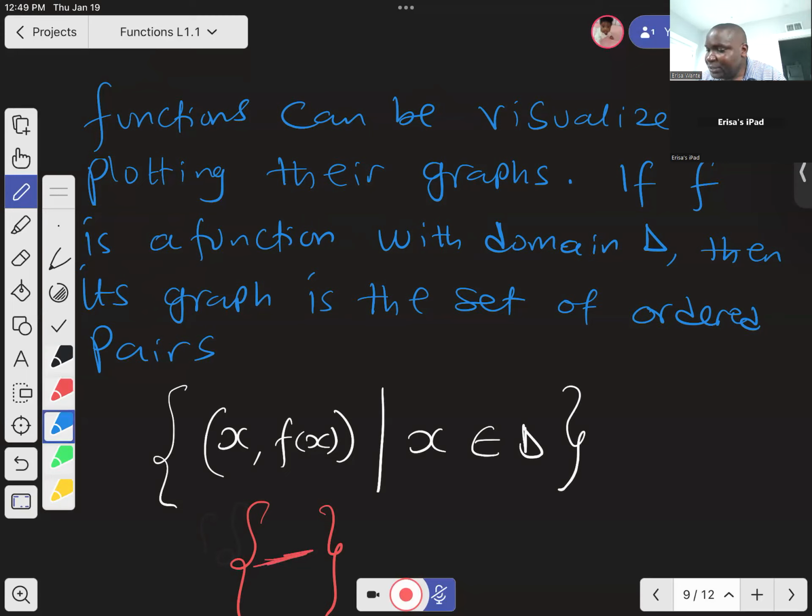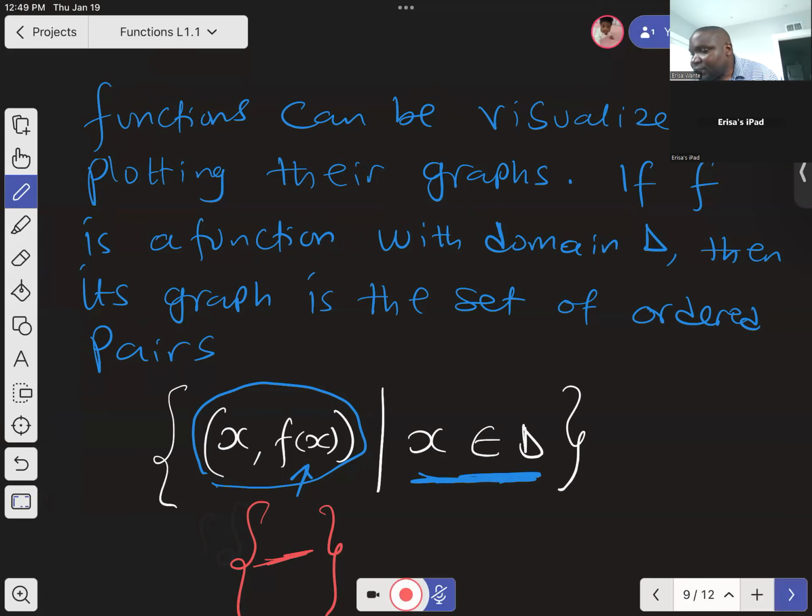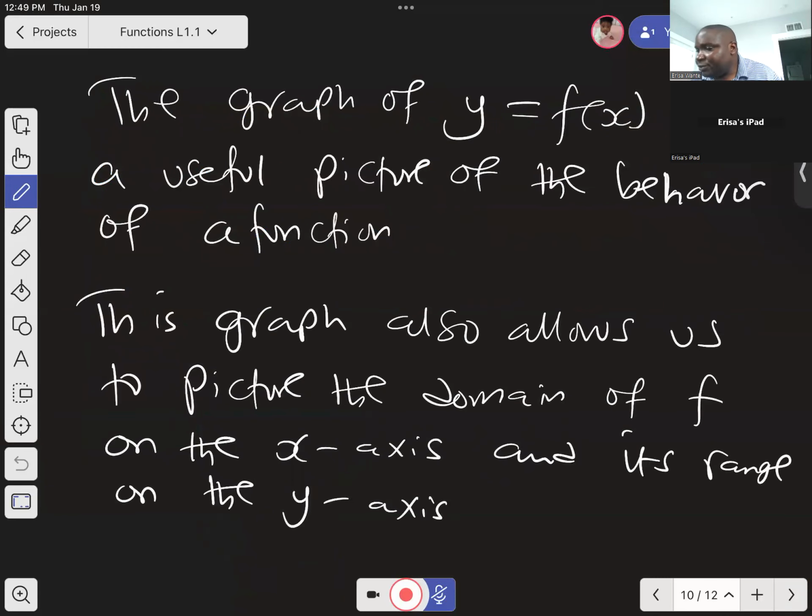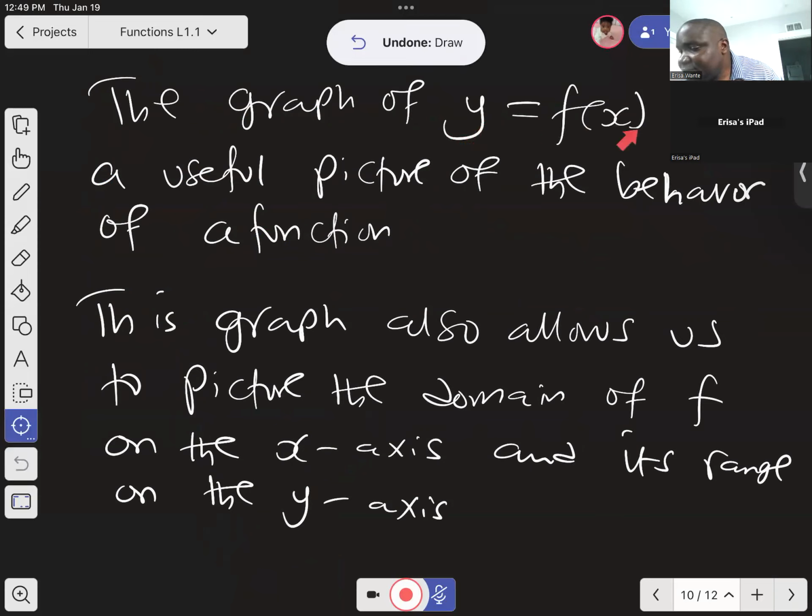What I want to do is to plot a set of ordered pairs, x and f of x, such that x is coming from the domain D. If we plot such a graph, then we'll be able to visualize a function. The graph of y equal to f of x gives a useful picture of the behavior of the function. This graph also allows us to picture the domain of f on the x-axis and its range on the y-axis.